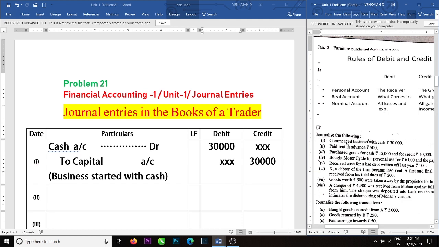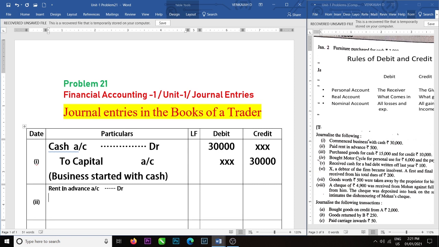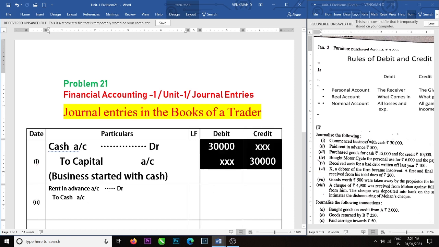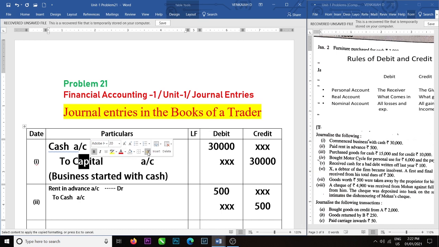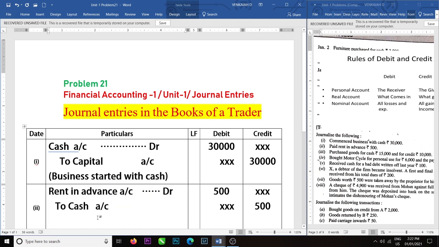Paid rent in advance. Rent in advance account debit to cash account. Amount is 500. Rent paid in advance.